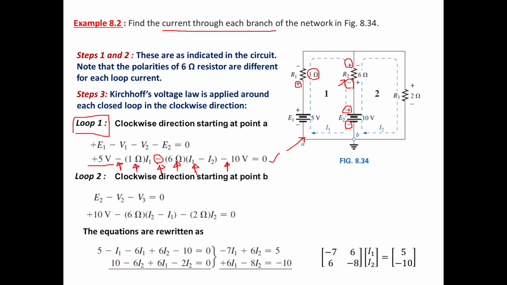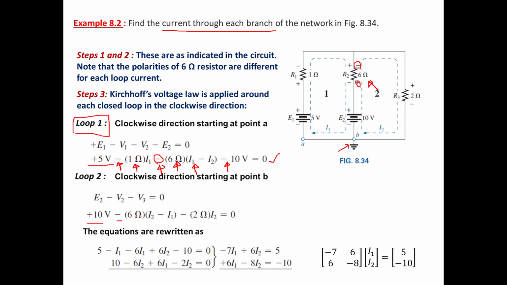How to form the second equation? Go to loop number 2, start from the point B. So minus to plus, voltage rise. So it becomes plus 10. Go to the next element R2. Now we are in mesh number 2. So we are moving from plus to minus. So it is again drop. So minus. What is the drop?